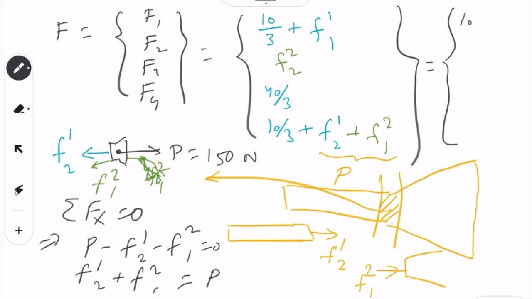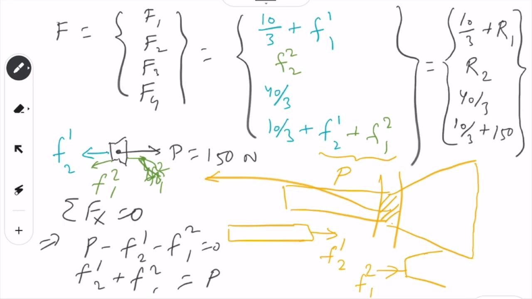And we have 10 plus 3 plus F11. This is some kind of reaction basically, so we can keep it like this. Then we have F22, which is also a reaction. We can write this as the reaction at node 1, R1. Here also this is the reaction at node 2, R2. Then we have 40 over 3, and then 10 plus 3 plus the P value, and P equals 150 Newton. We write like this.